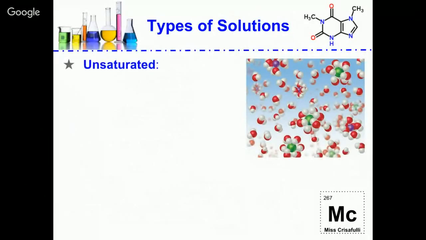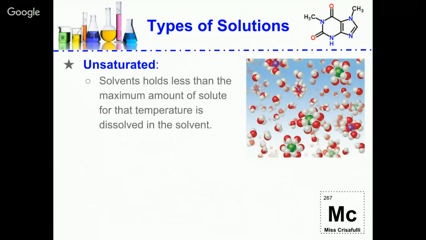Let's talk about unsaturated solutions. That's when your solvent holds less than the maximum amount of solute for that temperature dissolved in the solvent. So in Table G, if you're looking for unsaturated solutions, they're going to fall underneath the line.